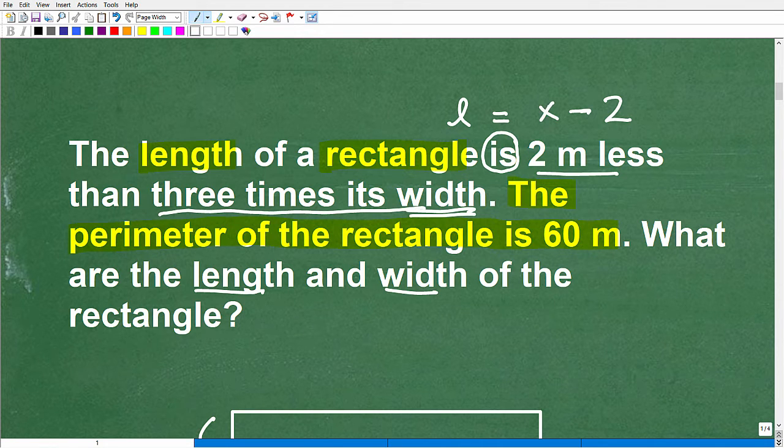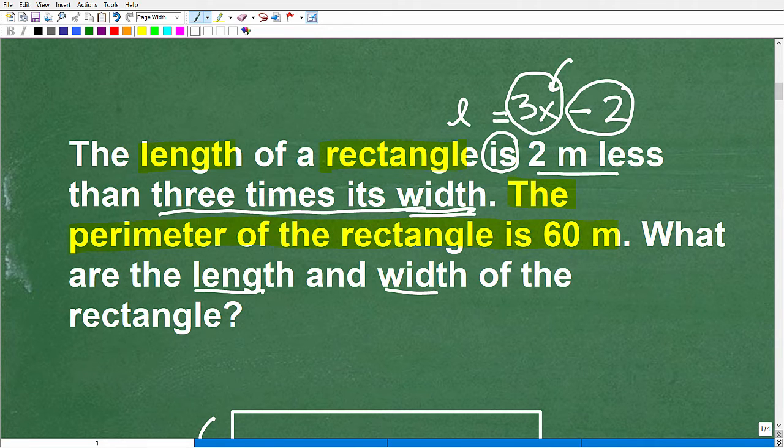So if the width is x, 3 times the width would be 3x, and 2, so let's just double check this. 2 meters less than 3 times the width. This is 3 times the width, and this is 2 meters less. So the length is equal to 3x minus 2 if x represents our width. Okay, so this is a good illustration of us reading and rereading the problem. This is what I'm talking about.